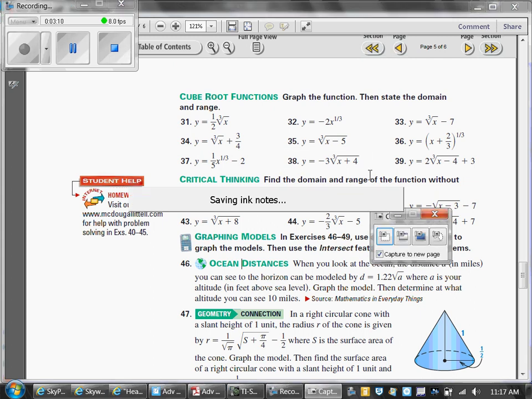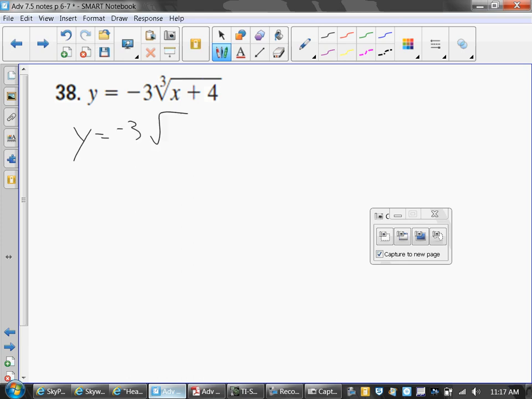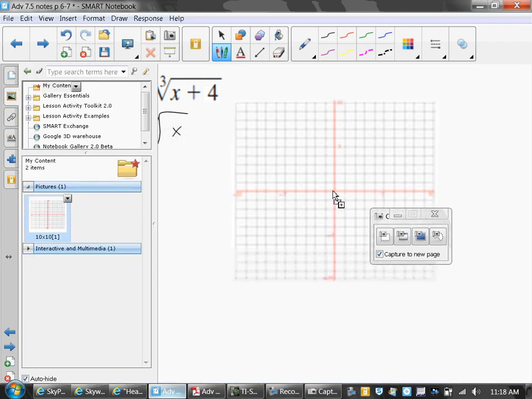So in 38, we're going to do the exact same idea that I just did. What we're going to do is plot y equals negative 3 cube root of x first, because that's going to be the parent function, and then shift everything to the left or to the right? To the left, how many? Correct. Do they go up or down at all? No.